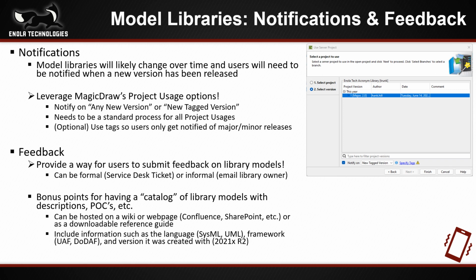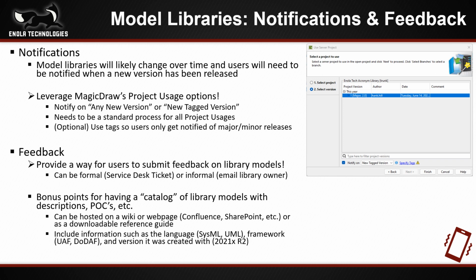Now let's talk about the notification and feedback side of model libraries. These library models will likely change over time, and users will need to be notified when a new version is released. This can be done multiple ways. I've seen organizations do it where they might have a wiki or a knowledge base or some mass email they send out when a library is updated. That's great, and I highly recommend doing that along with other options.